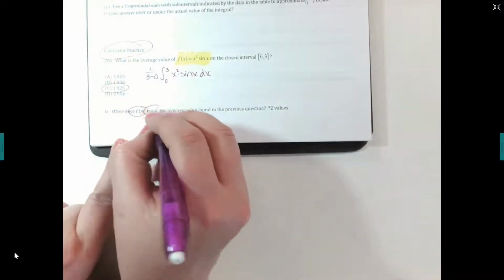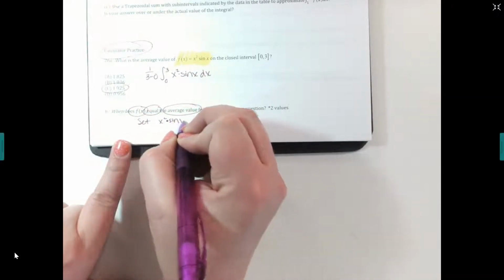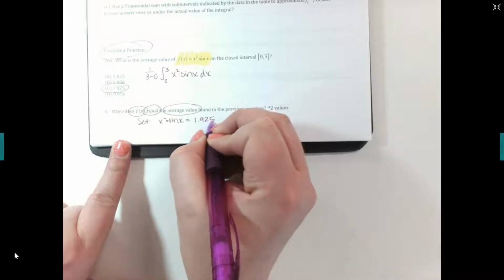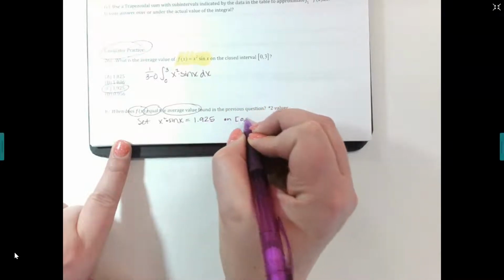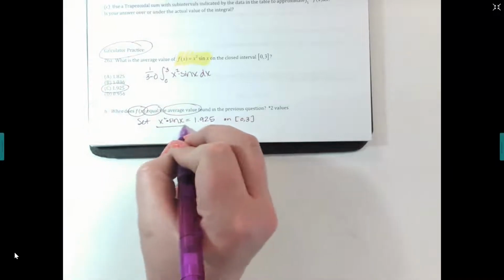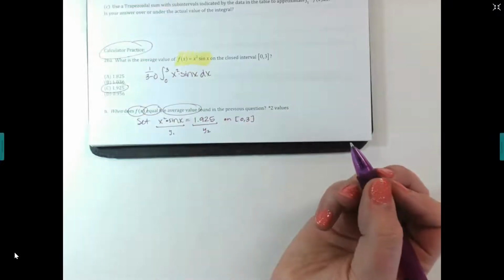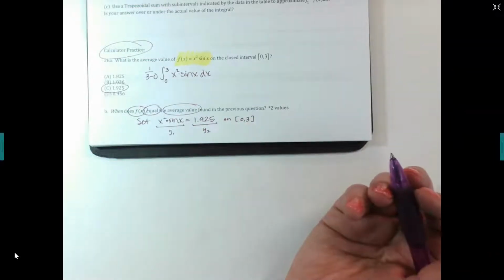Now, look at part B. It says, when does f of x equal the average value? Well, then all that I need to do is set x squared sine x equal to 1.925 on the interval from 0 to 3. Now, let me remind you that whatever the average is, there's a theorem that promises that's going to happen, that it's going to equal that number. So all that I have to do is let this be my y1, let this be my y2, and then I can solve for graphing by just finding where they cross each other.